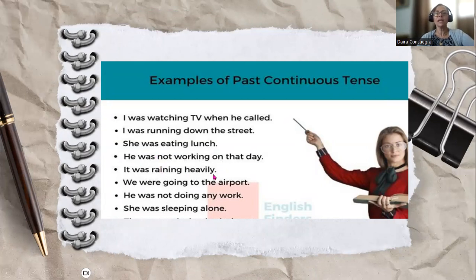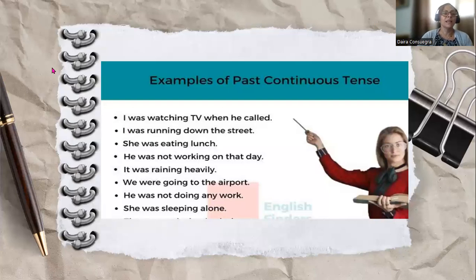It was raining heavily. Estaba lloviendo fuertemente. We were going to the airport. Nosotros íbamos hacia el aeropuerto. He was not doing any work. Él no estaba haciendo ningún trabajo. She was sleeping alone. Ella estaba durmiendo sola.